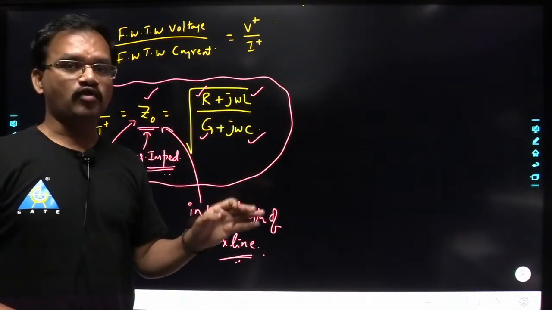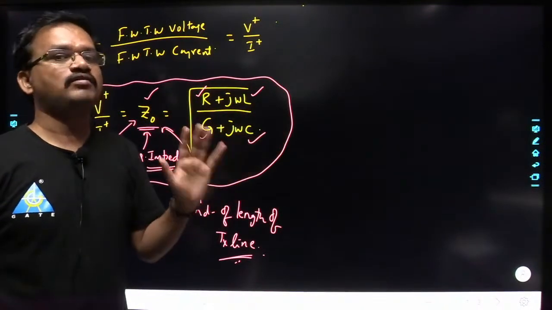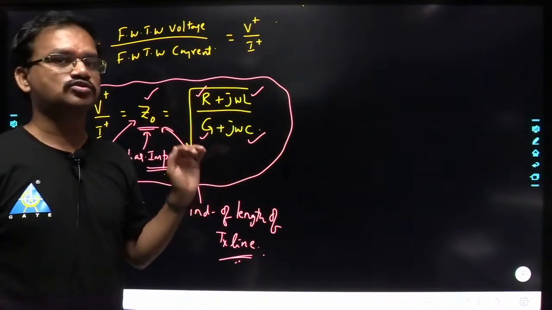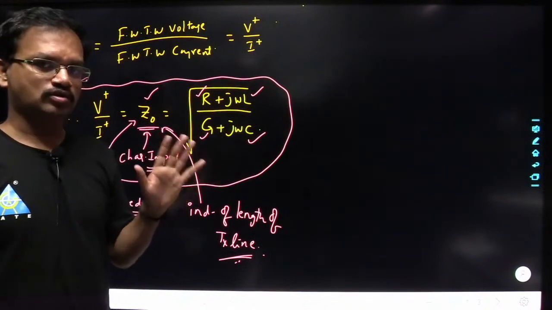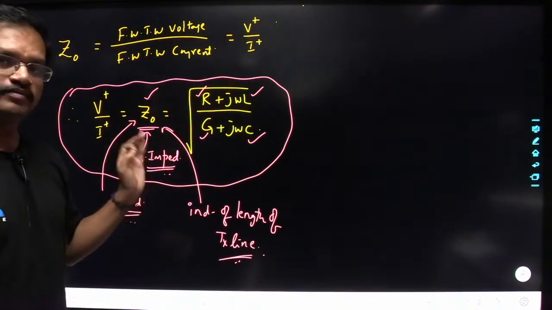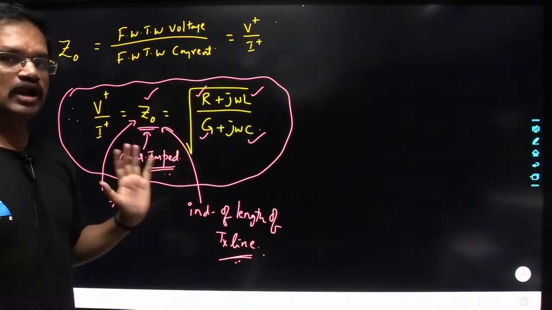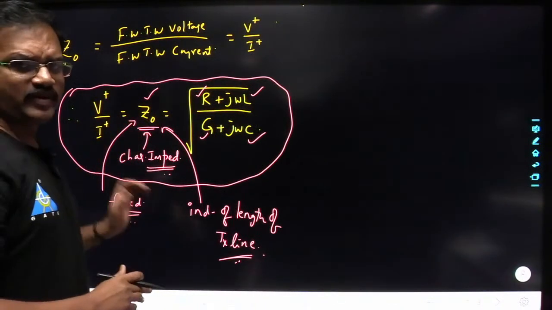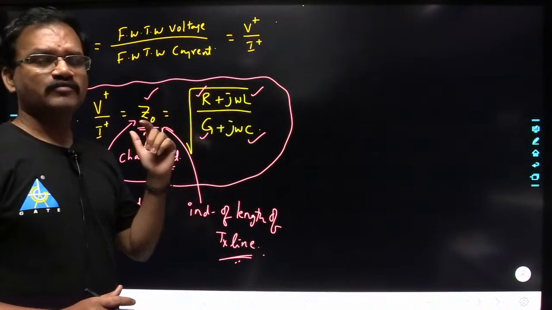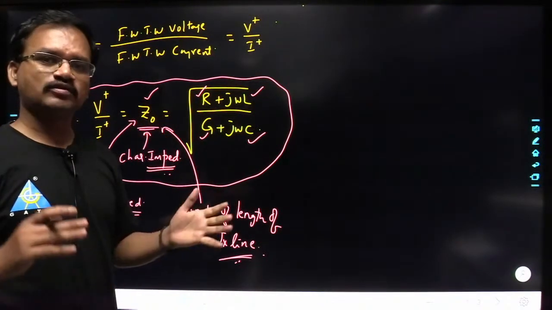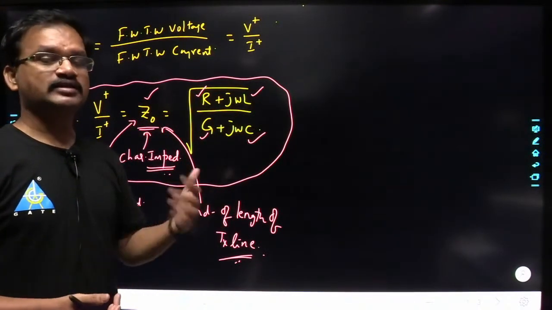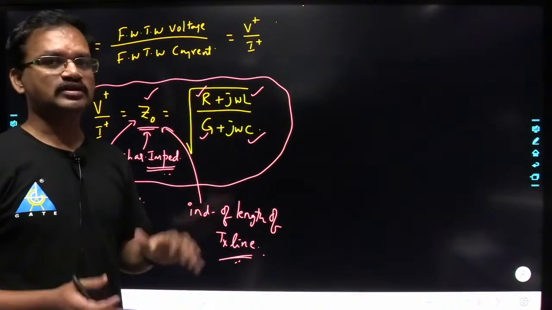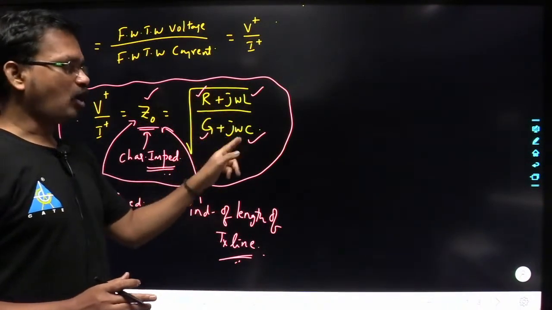Is the ratio of what? Traveling wave voltage to traveling wave current. Understood? Okay. So you have to keep these points in mind. Traveling wave voltage to traveling wave current, and the value of characteristic impedance will be fixed for a given transmission line. Once you have designed the transmission line, then the characteristic impedance will be fixed for that transmission line for a given operating frequency.